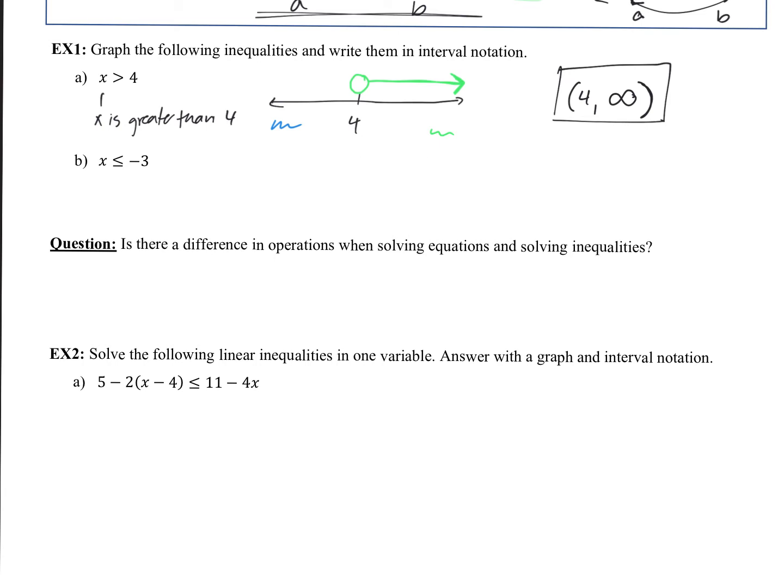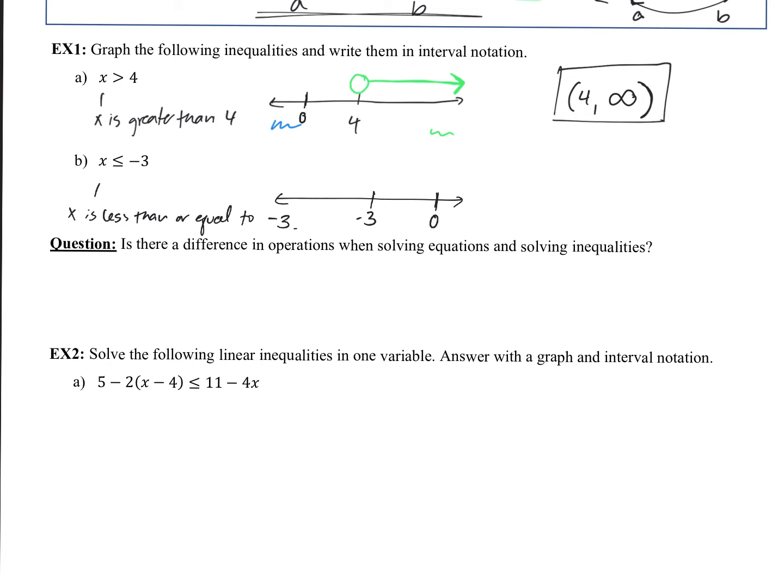Okay, so we have x less than or equal to negative 3. So this is x is less than or equal to negative 3. So let's go ahead, negative 3 is here. Oh, another thing to do, sorry. Please always indicate where 0 is on your graph. Always do that. I forgot to put that down.